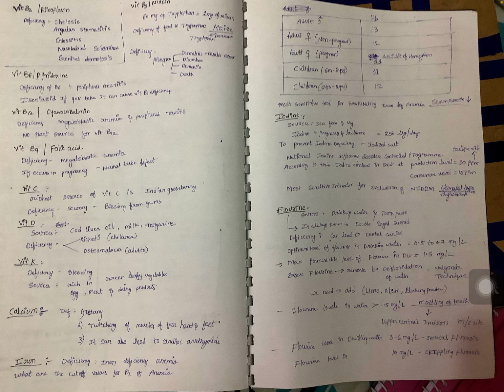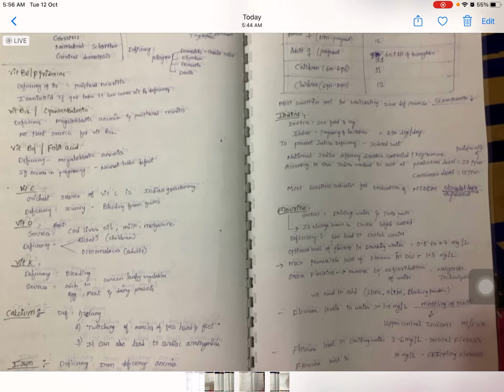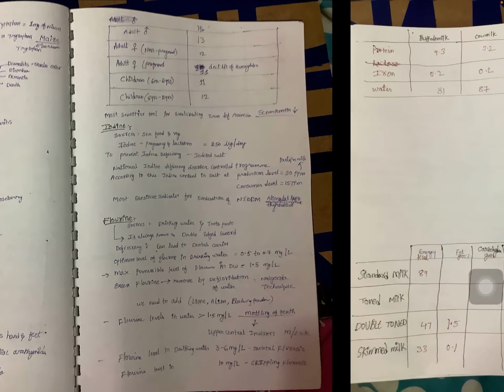Fluorine levels in the water more than 1.5 mg per liter: mottling of the teeth, that is the upper teeth, upper central incisors, the most common site. The fluorine level of the drinking water 3 to 6 mg per liter, that is the skeletal fluorosis. Fluorine level 10 mg, crippling fluorosis.